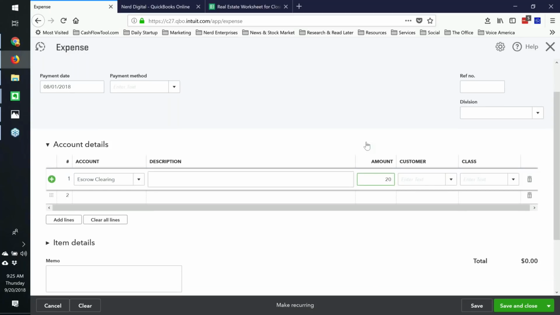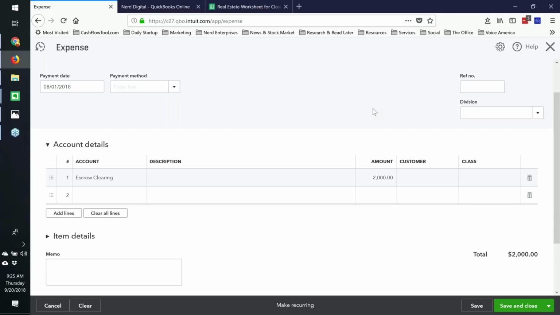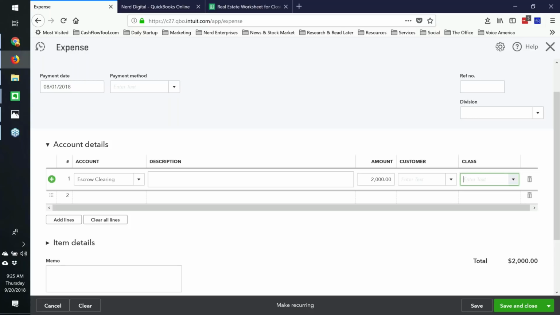So we're going to say 2000, right? And probably what I want to do right at this point is set up the class for the property, because I use a class for the properties and I also use customers for the properties on rental properties. And I want to pause here for a minute and explain why I do that.